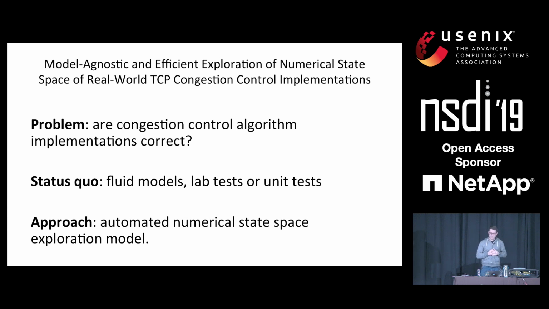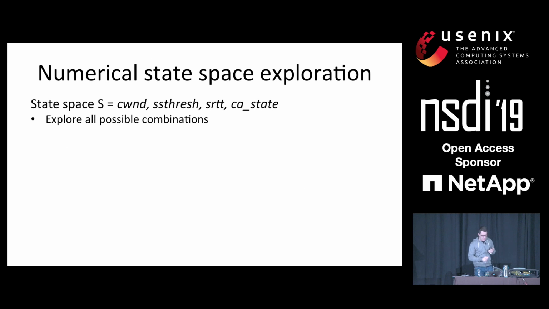And basically, it tries to automatically explore the state space for the implementation of a congestion control algorithm, well, as exhaustively as it can. It tries to cover all possible states. So the state space for a congestion control algorithm, they call it S, is basically the variables that the congestion control algorithm maintains: congestion window, slow start threshold, round trip time, and so forth, the state the algorithm is in, and some other variables that each algorithm might maintain. And the goal is to explore all possible combinations of these and check that some properties hold.